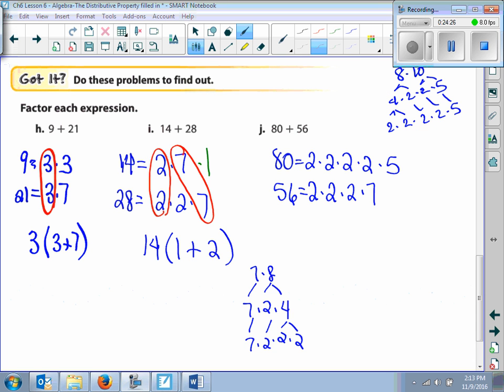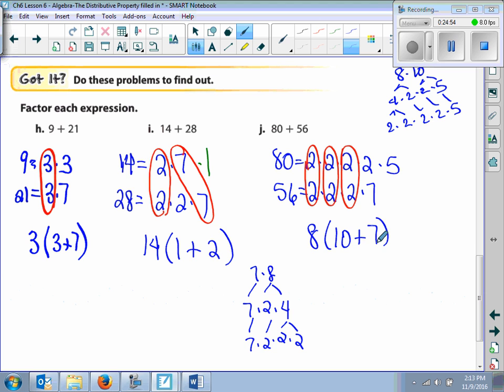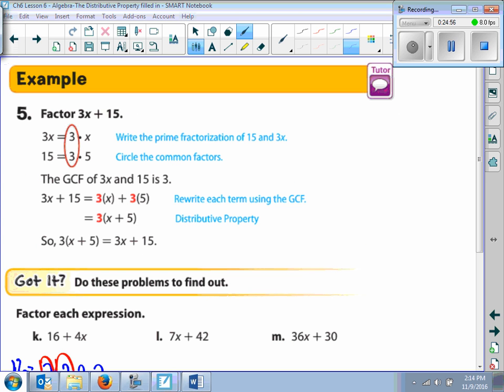So now we're going to circle what they have in common. So we've got 2 times 2 times 2. Anything else? No. So we've got 2 times 2 times 2 is 8. And then what's left inside my parentheses to add? 2 times 5 is 10 plus 7.